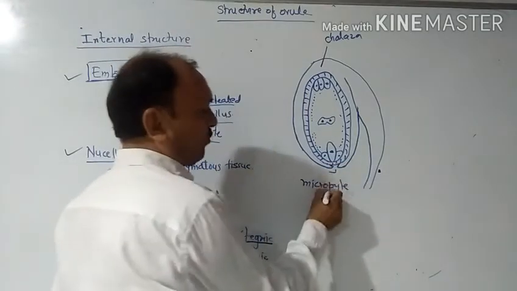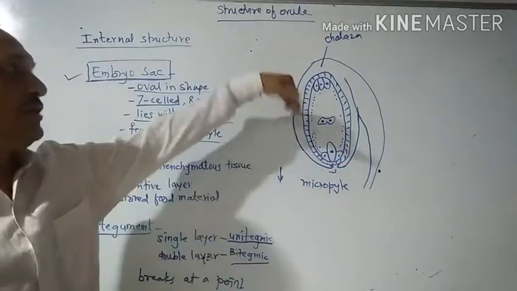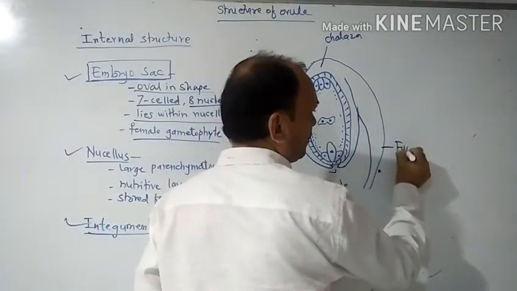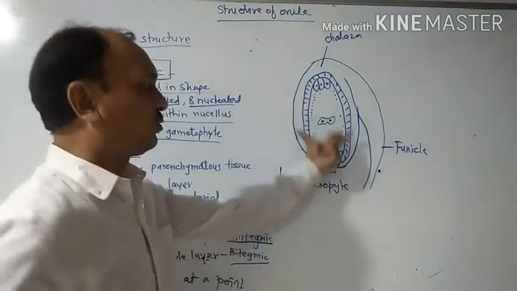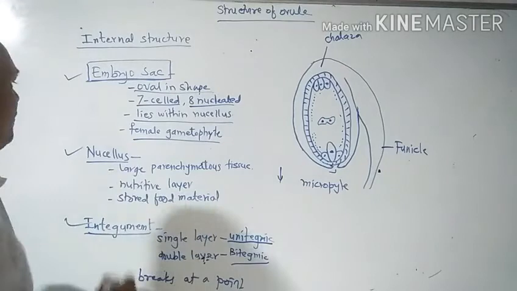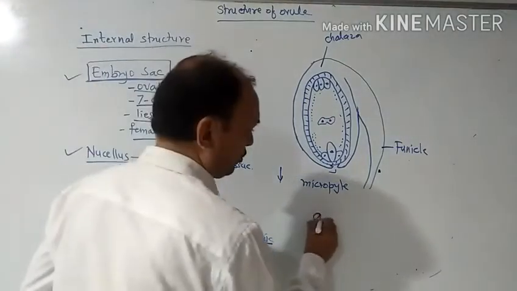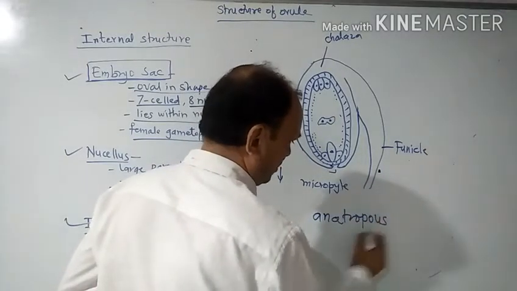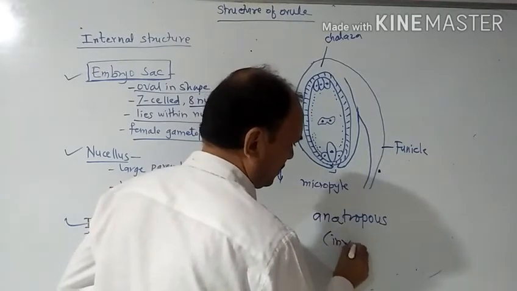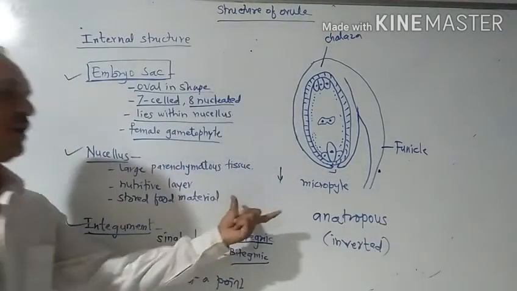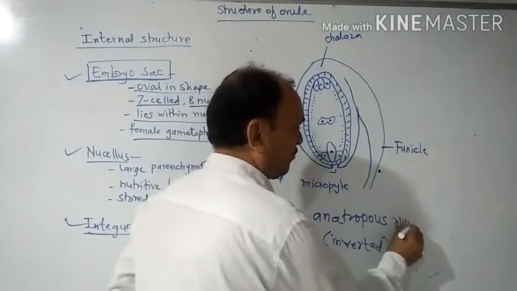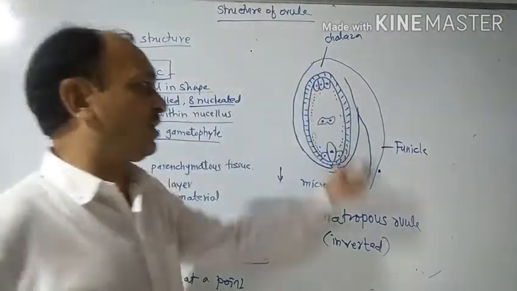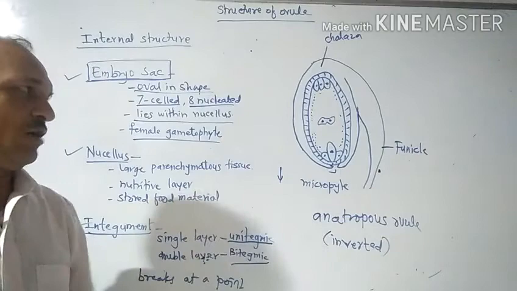If the micropylar end is downward and the chalaza is opposite to that micropyle, and the funicle is parallel to the embryo sac, then that type of ovule is called an anatropous ovule. Anatropous, or another name is inverted. So an anatropous ovule means the micropyle is downward, the chalaza is opposite, and the funicle is parallel.